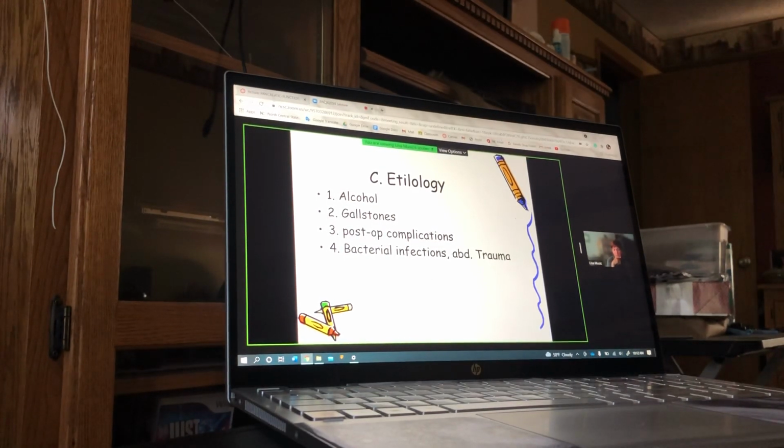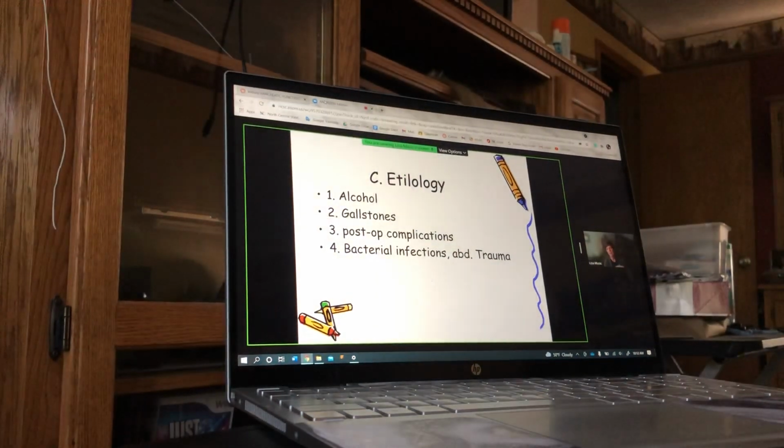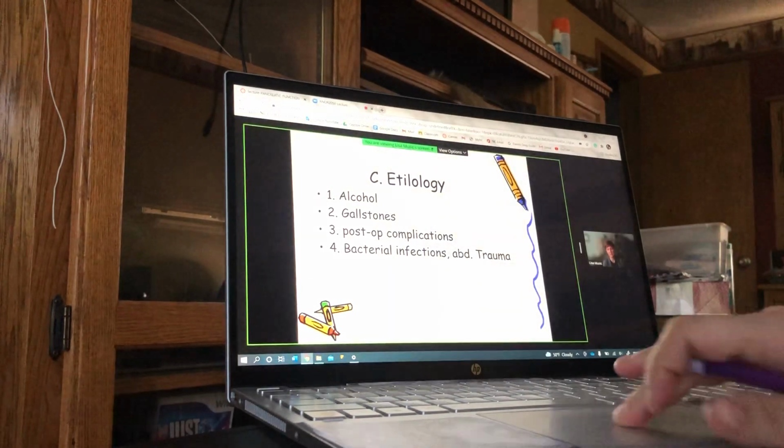The fourth and final one would be some type of bacterial infection. Your book does talk about that, in some type of abdominal trauma. So if you were in an accident or had some type of blunt trauma to the abdominal area where it caused swelling or bruising, you could have pancreatitis exacerbated from that.